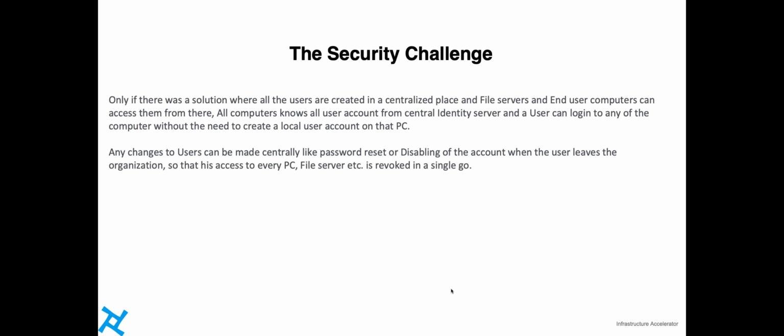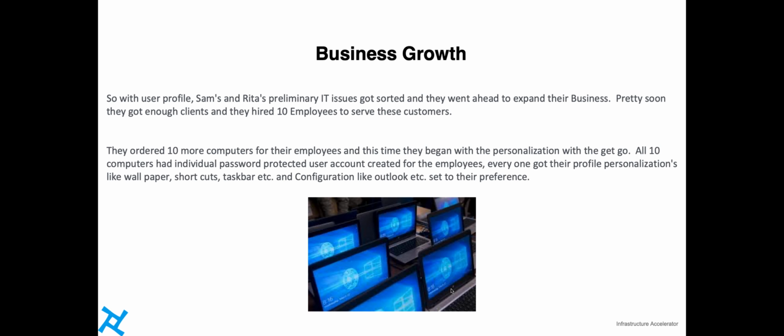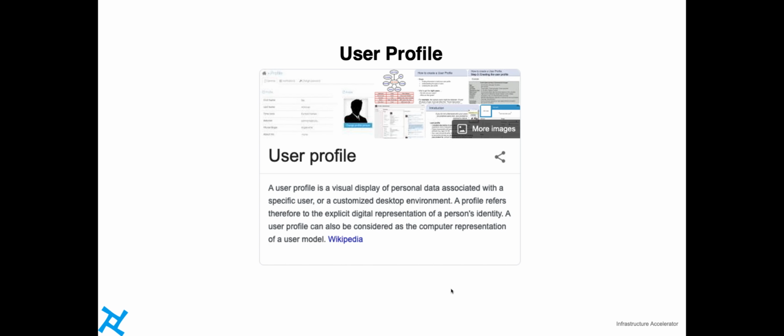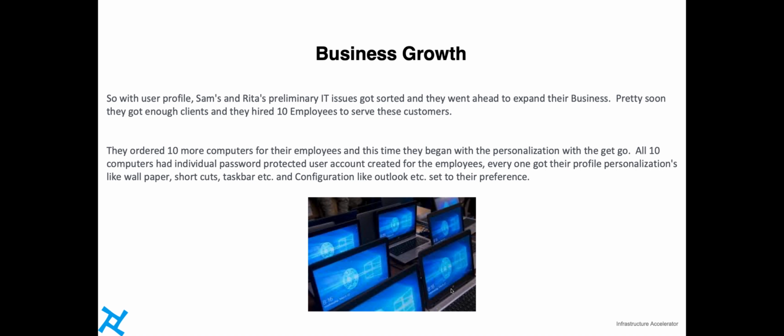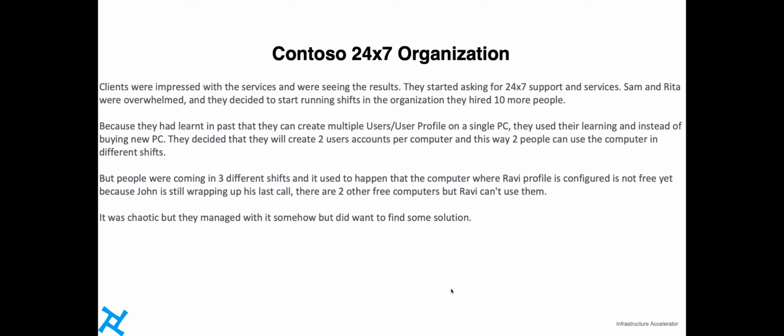Remember, I spoke about a challenge which Ravi was facing, that despite the fact that his PC was available, John was still wrapping up his last call on the computer on which Ravi was supposed to sit, and there are computers which are free, but Ravi can't use them because his user was created locally on John's PC, and this was a problem which they were facing a lot.